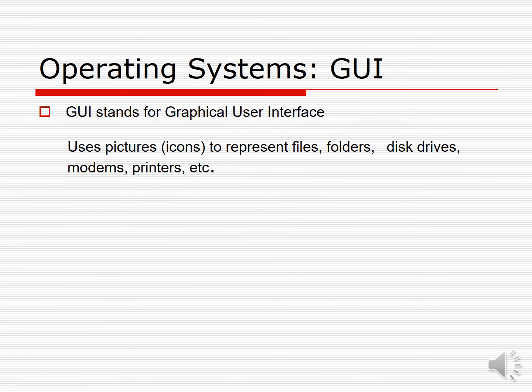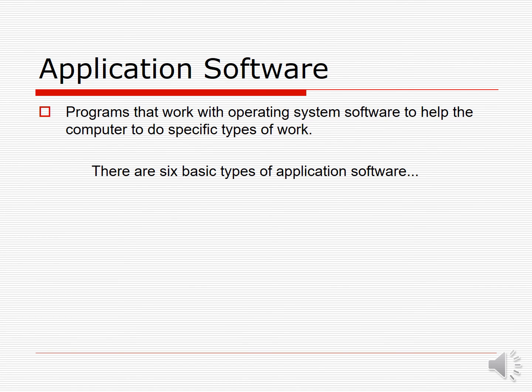Operating systems use a GUI. GUI simply means graphical user interface. This uses pictures to represent files, folders, disk drives, modems, printers, etc. And similarly, we have the application software.